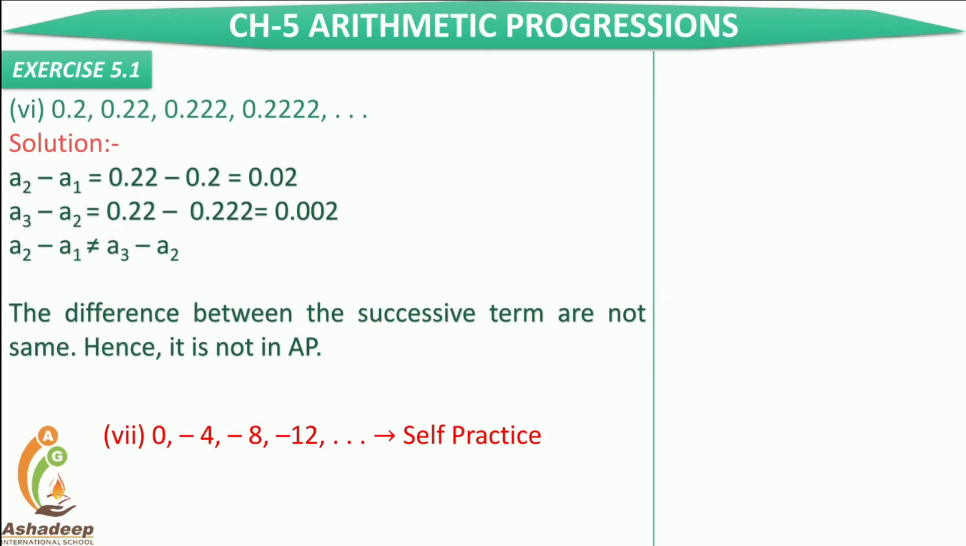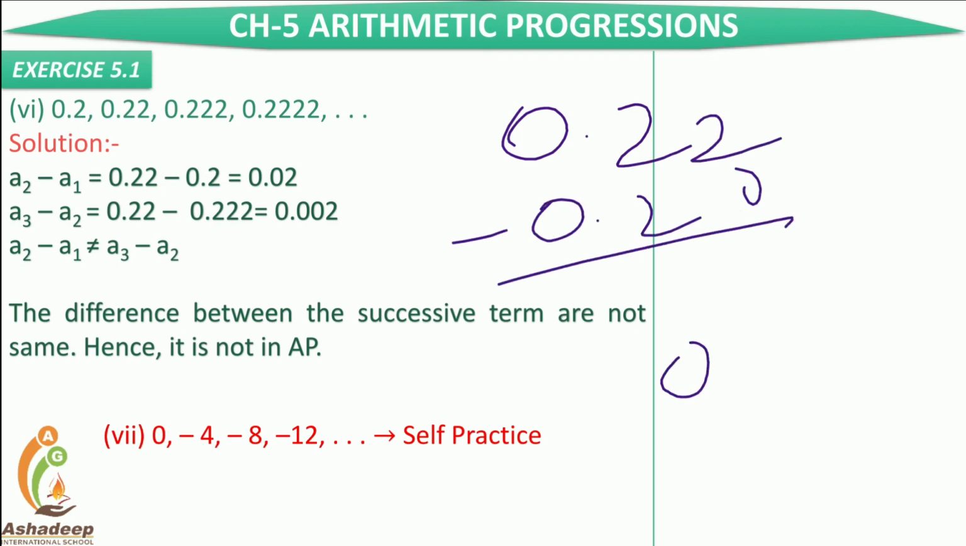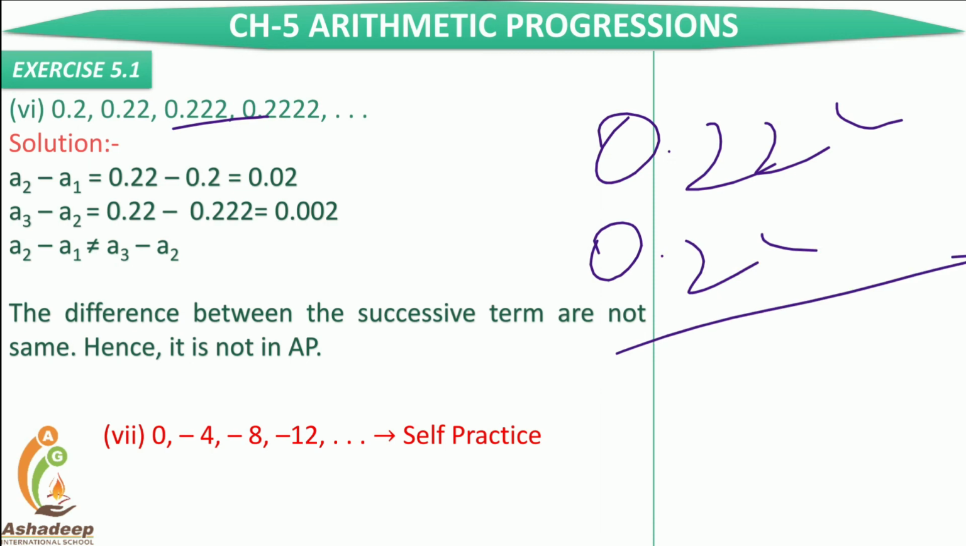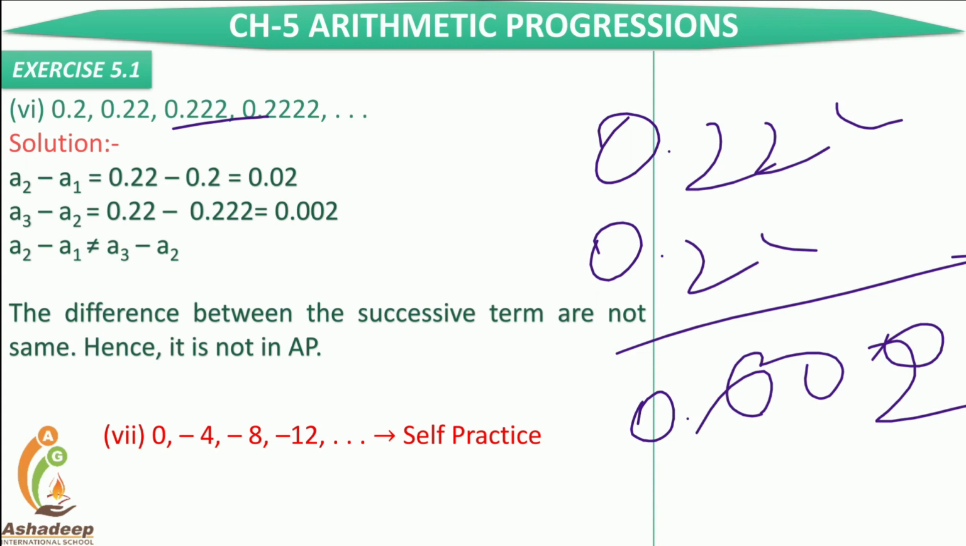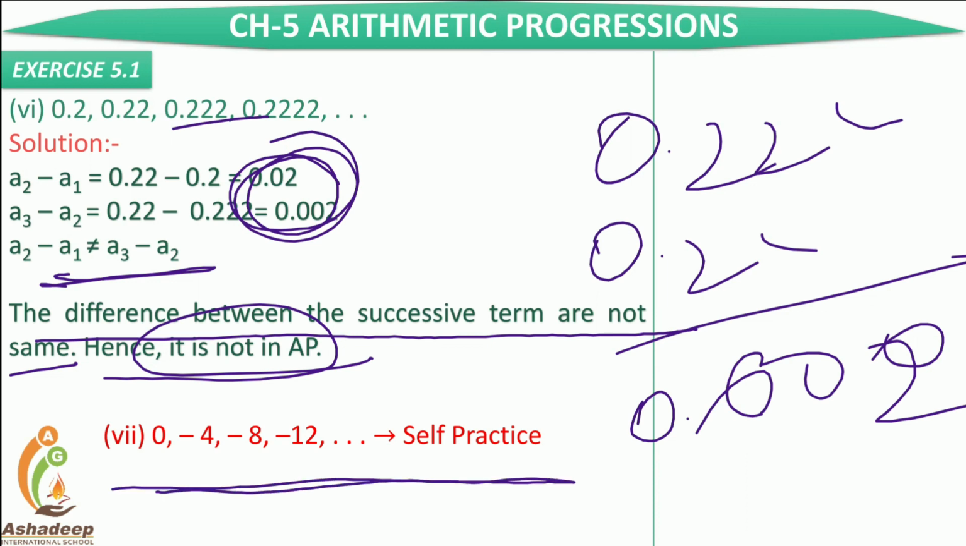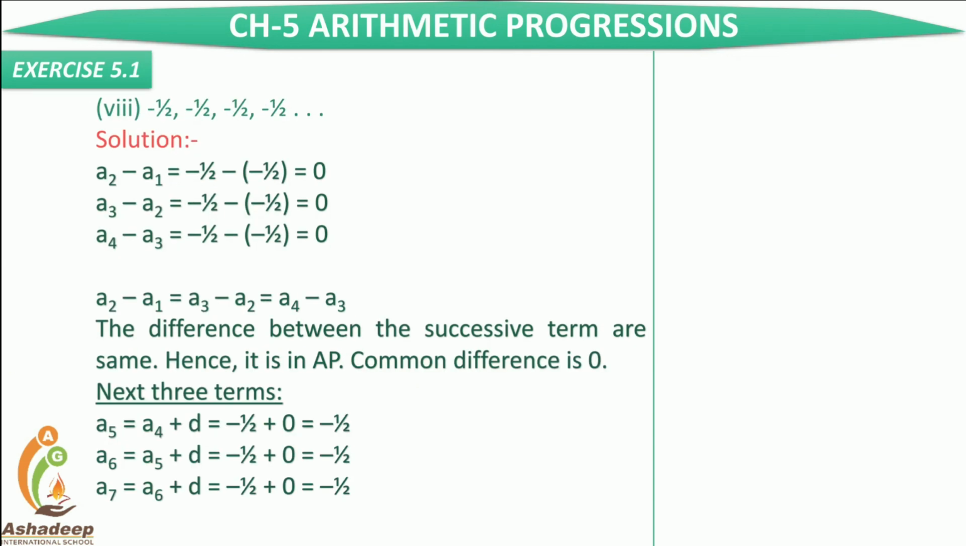See here, 0.22 minus 0.20, answer is 0.2. Then 0.222 minus 0.22, 200. So these are not the same, they are not equal. The difference between the successive terms is not the same, hence it is not in AP. Right? So in the same manner, do this by yourself. Self-practice sum. Now let's move ahead.